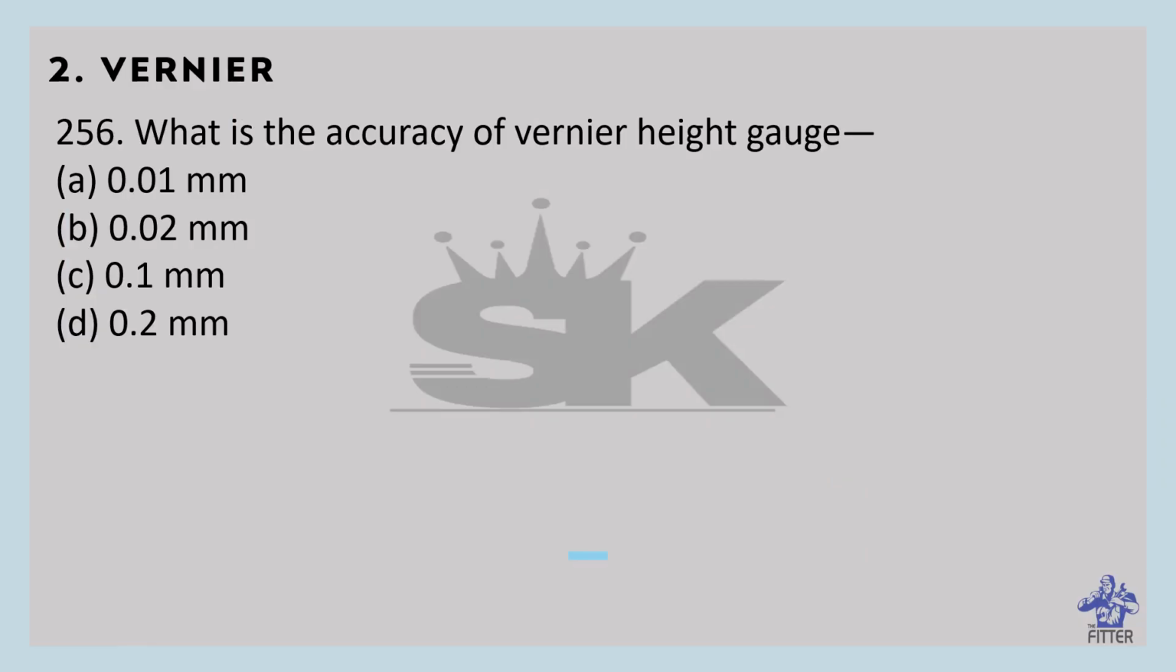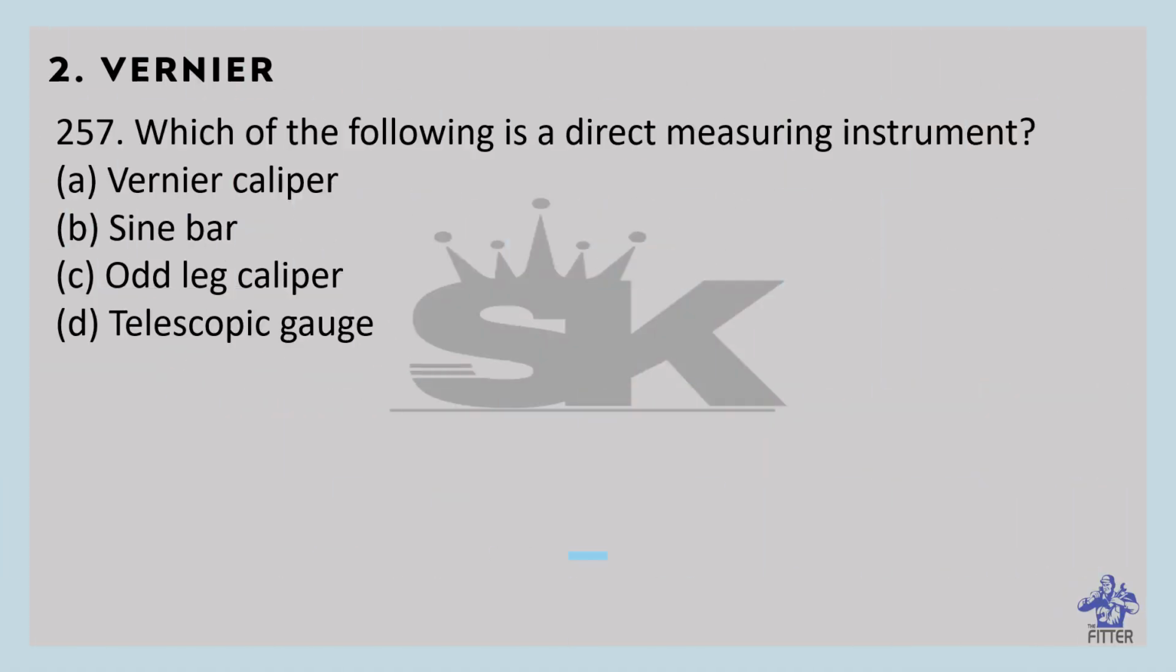What is the accuracy of vernier height gauge? So that is 0.02 mm. Okay. Which of the following is direct measuring instrument? So that is vernier caliper.